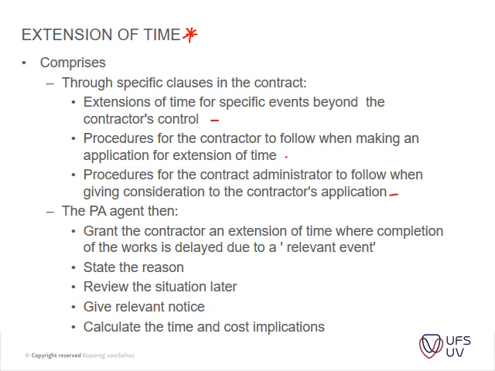Okay, then we get to the principal agent. Either he grants the contractor the extension of time, or he should state the reason, and then he should review the situation later, give a relevant notice, and then calculate the time and cost implications of that. Okay, so that's more or less the procedures, a shortened version of that.